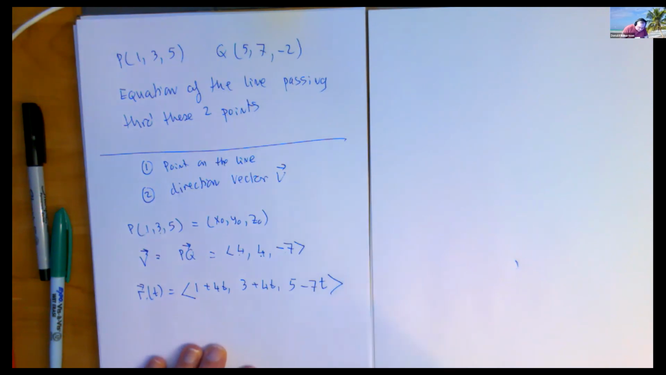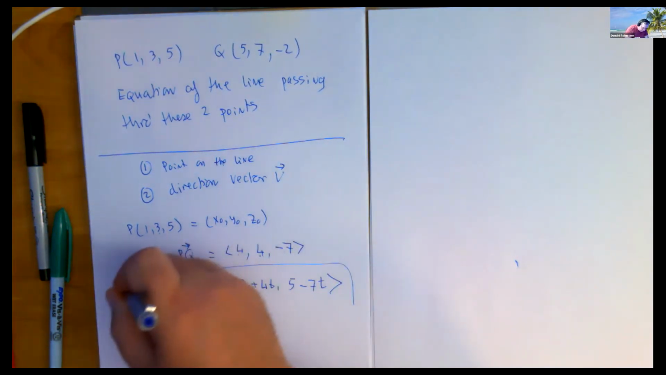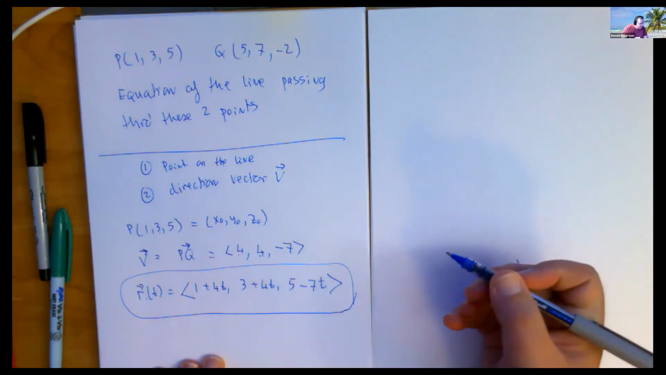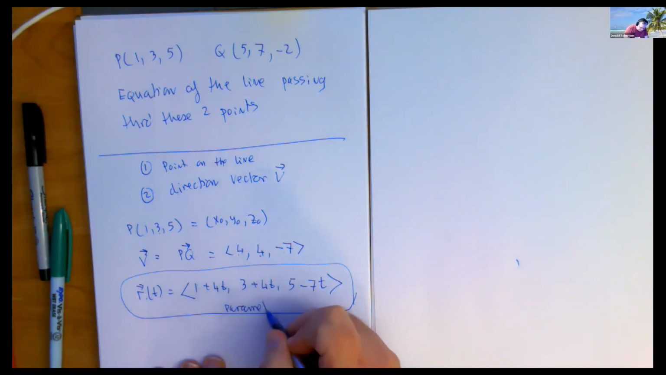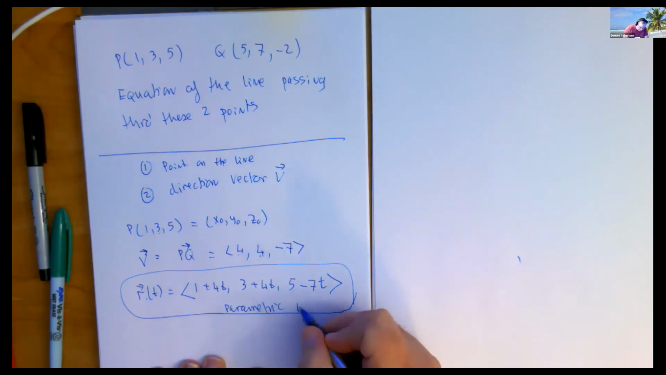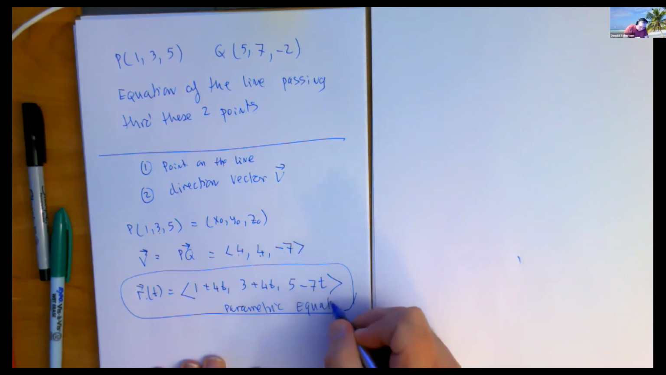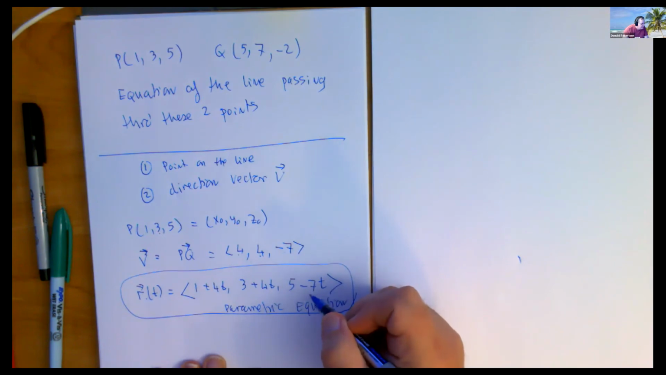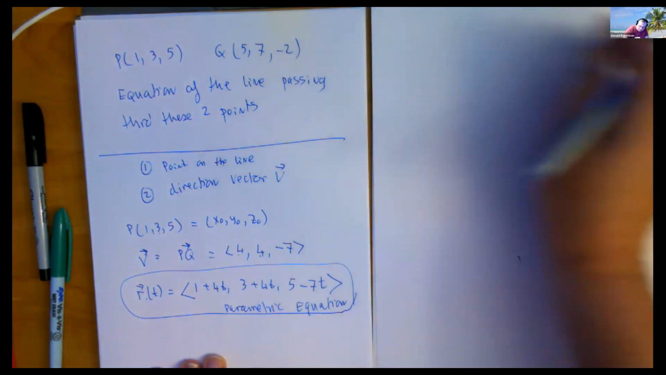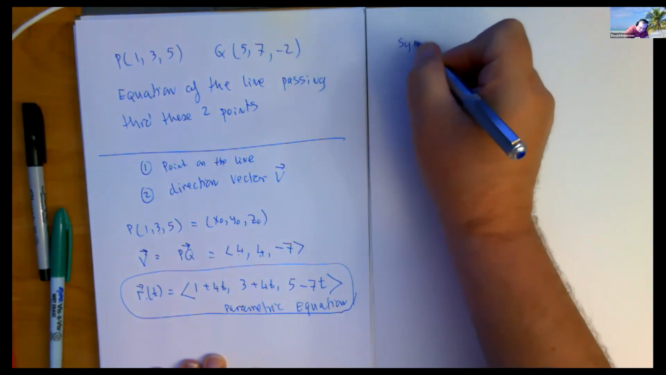Now, I said that there were two different equations for a straight line. This one, in all its various flavors, is called the parametric equation, or the parametric form, if you want to use that word. That's the one we've just done here. Now, there is a second one, which is called the symmetric form.